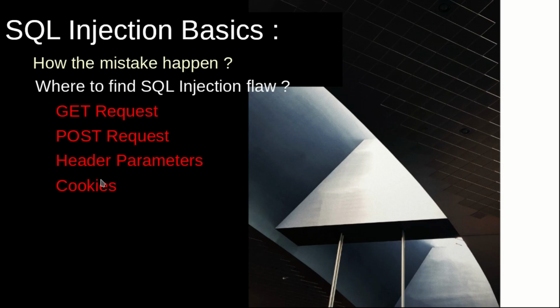The last one we have is cookies. A cookie parameter will be something like cookie ID equals 444, which means the web app, directly or indirectly, is dealing with a database. So testing this field is important.